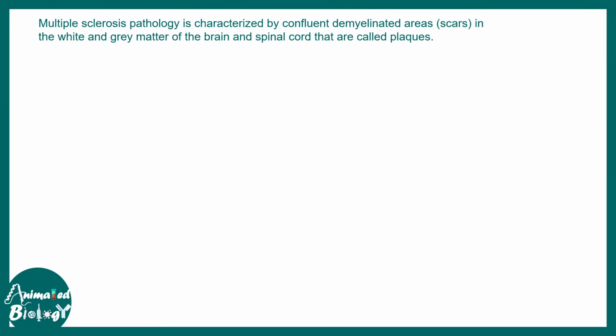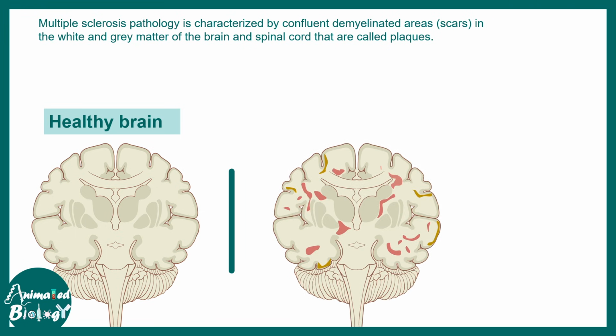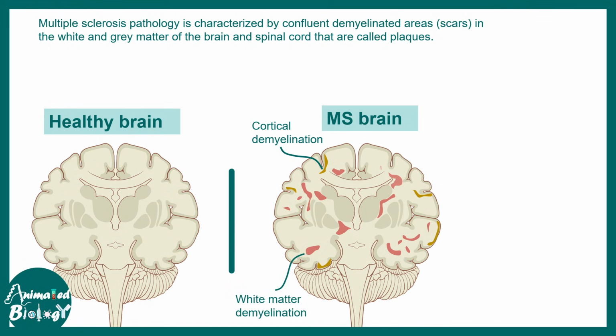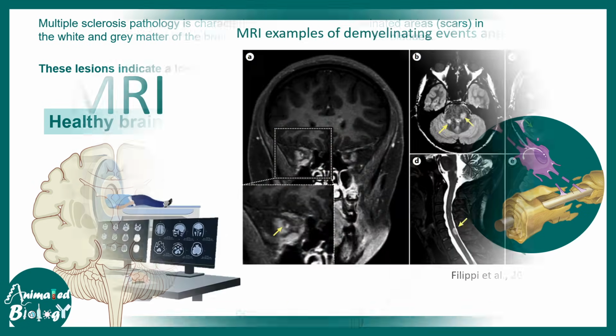Multiple sclerosis pathology is characterized by confluent demyelinated areas throughout the central nervous system. This is how a coronal section of a healthy brain looks like, and this is how an MS brain looks like. Already you can see there are many lesions that can be present in the cortical region. Cortical demyelination is pretty common. Alongside there could be white matter demyelination as well. And where the myelin sheath is damaged, the conduction velocity of the neuron is affected because the myelin sheath works like an insulator for any neuron.